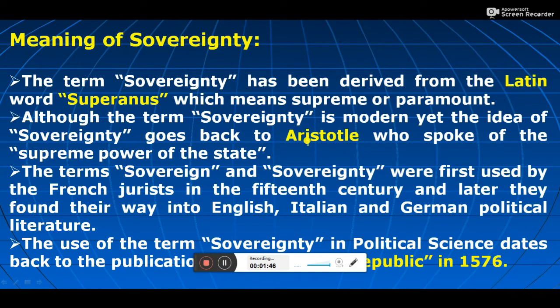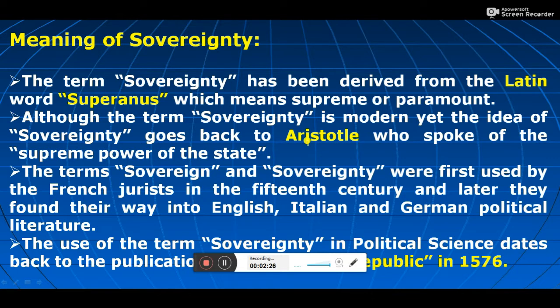Now we shall discuss the meaning of sovereignty, or what sovereignty means. The term sovereignty has been derived from the Latin word superanus, which means supreme or paramount. Although the term sovereignty is modern, yet the idea of sovereignty goes back to Aristotle, who spoke of the supreme power of the state.